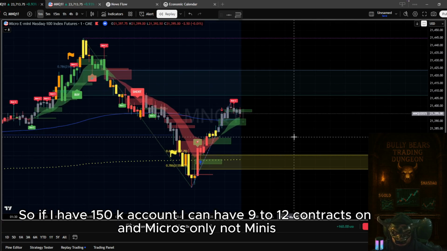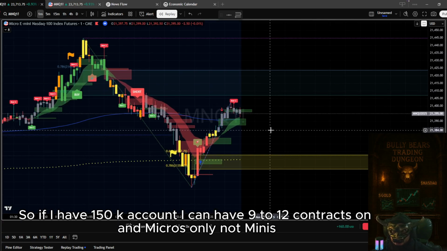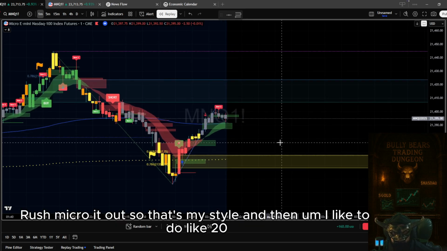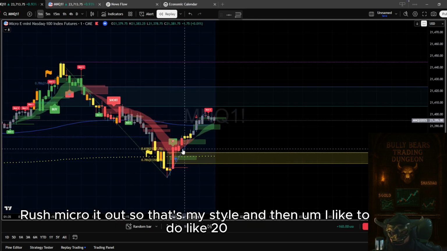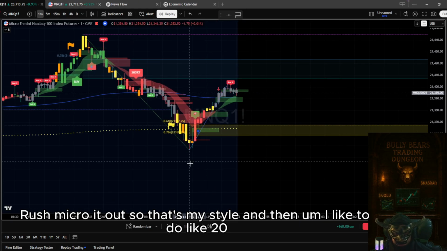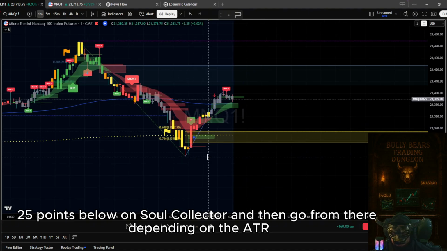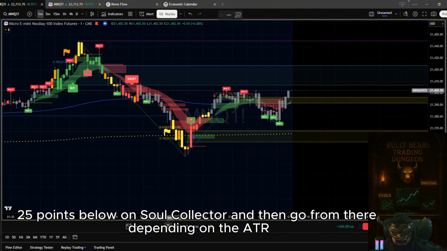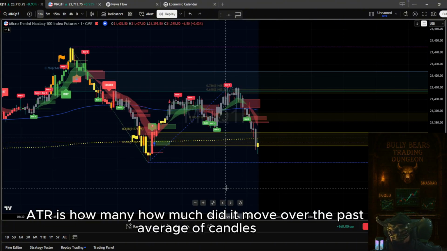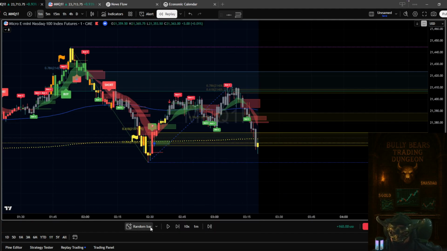So if I have a 150K account, I can have 9 to 12 contracts on. And micros only, not minis. Minis will take your soul. Too rough. Micro it out. So that's my style. And then I like to do like 20, 25 points below on Soul Collector, and then go from there, depending on the ATR. ATR is how much did it move over the past average of candles.